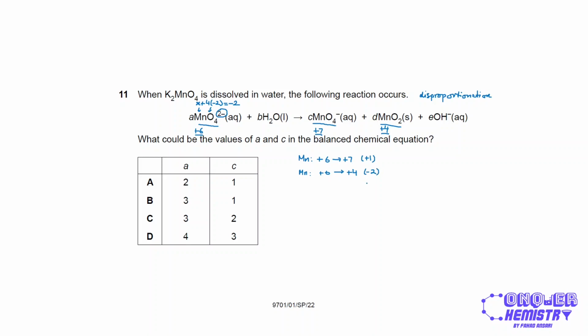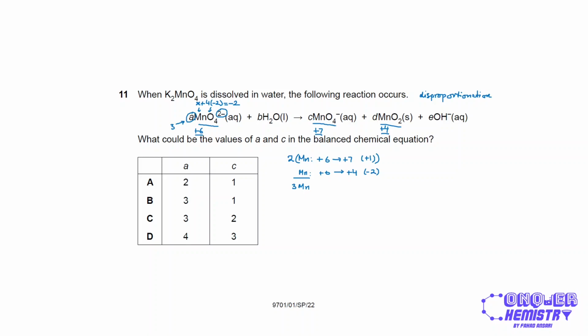So change of -2. So in order to balance the increase with the decrease, you need to make sure that for each Mn being reduced, there are going to be 2 being oxidized. So that when 2 of them are oxidized from +6 to +7, the total change is 2 times +1, which is +2. Right. So that means that we will have a total of 3 Mn, right? So A over here will be 3, right?